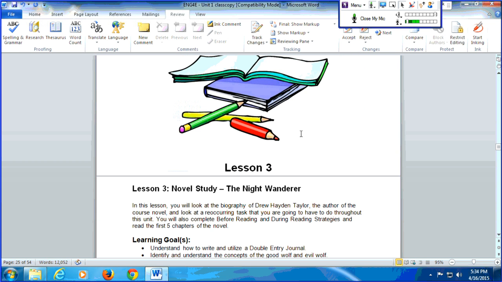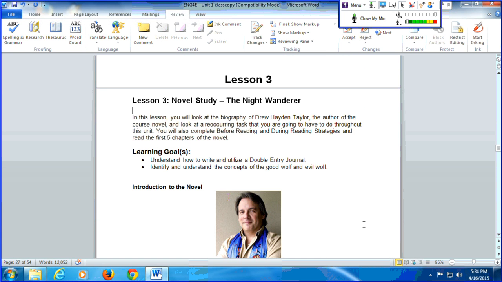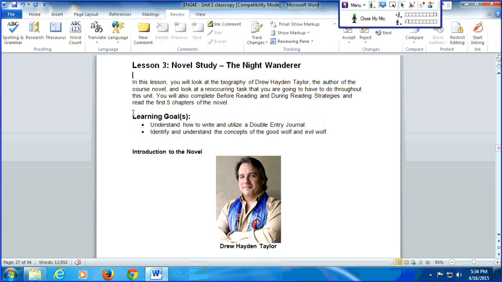We'll start with that one, starting off looking at page 27. This is our novel, Night Wanderer. First, starting off with this little introduction to give you a bit of background on it, we're looking at the author. If you look at page 27, you see a photo of the author of this novel. His name is Drew Hayden Taylor. He is an Ojibwe from Curve Lake First Nations, which is about an hour and a half or so east of Toronto.